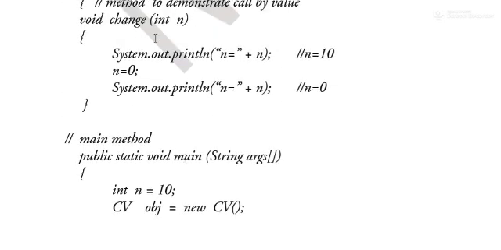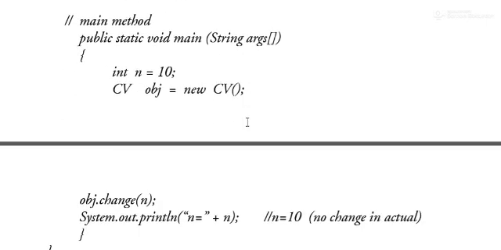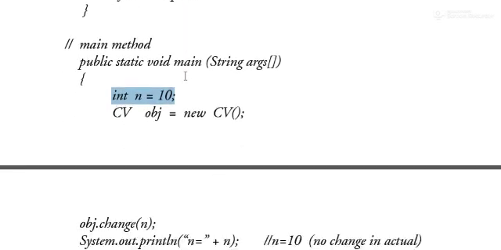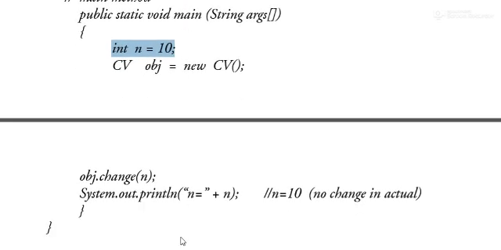there is a separate variable int n, and then int n equals 10 in main. There are two separate variables. One variable is declared inside the main and second variable is declared inside the change method. So any change made in the variable declared in change method will not affect the variable of main method.